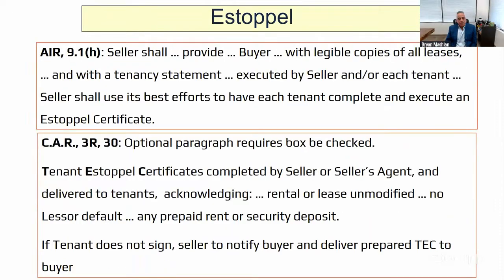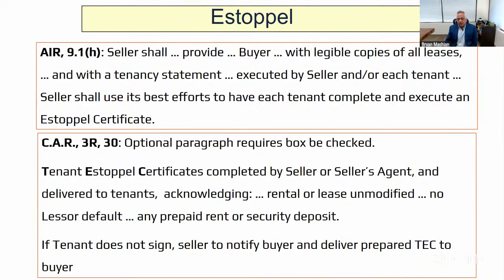Yeah. So our contract has, as part of the due diligence in favor of the buyer, the seller providing the buyer with an estoppel certificate signed by the tenant. This is part of the default contract. You don't need to check a box.